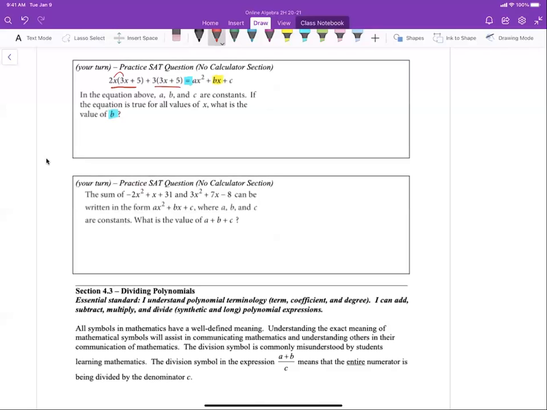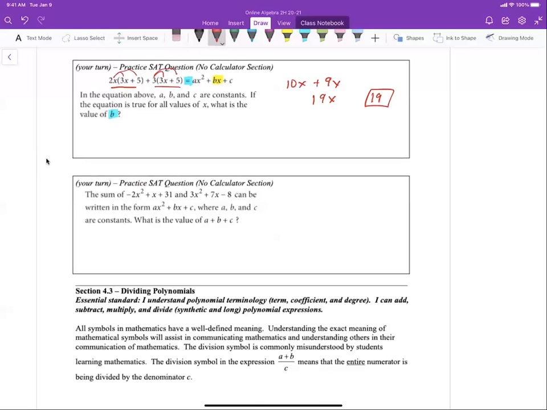So look, I have 2x times 3x, which is an x squared term, so I don't really care about that. What about 2x times 5? That gives me 10x. That is a term that I'm interested in. Now I have to move to the next one. So this gives me 3 times 3x. That is also a linear term, and that would give me 9x. The next one is 3 times 5. That's 15, so I'm not really interested in that. And so that would give me 19x. So we know that the value of b would be 19.